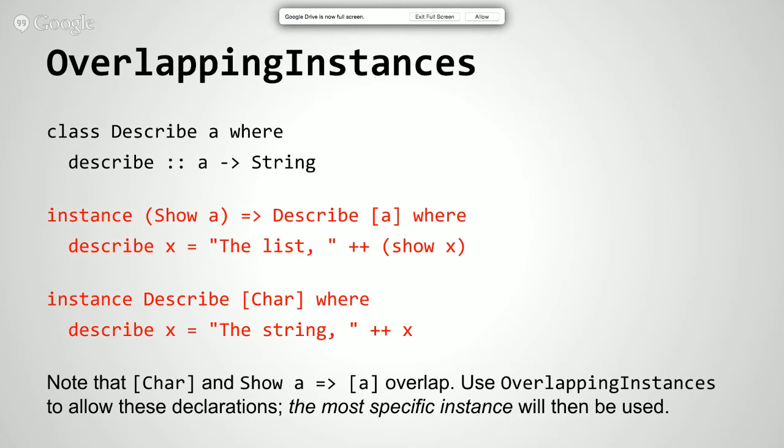And the way overlapping instances works is, in this case, it will use the most specific instance that there is, which is all fine and good, as long as your type class system is simple. But sometimes overlapping instances can get hard to predict. And in general, if it's not blindingly obvious which instance applies, you probably have a design flaw in your system.